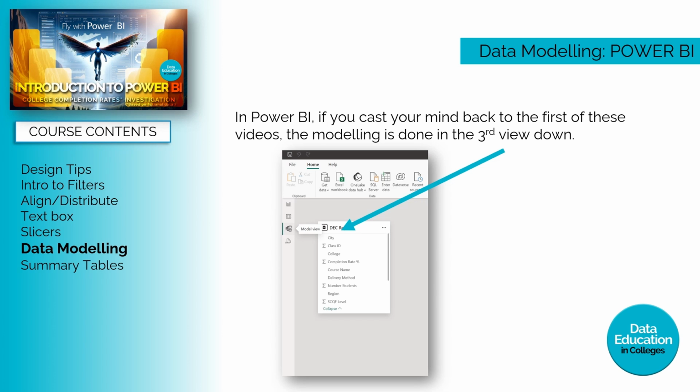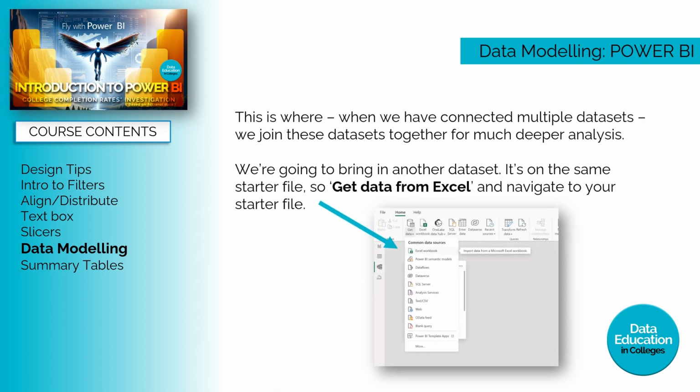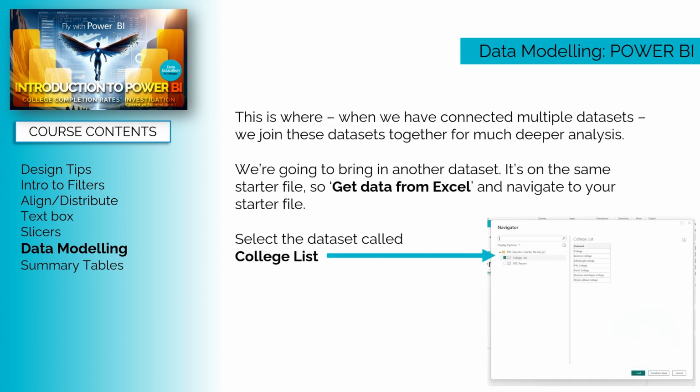Now currently, we've only got that one data set in there. So we're going to bring in another one. It's on the same starter file. Get data from Excel and navigate to the starter file. And this time we're going to bring in college list. If you click it, you'll get your little summary on the right hand side.